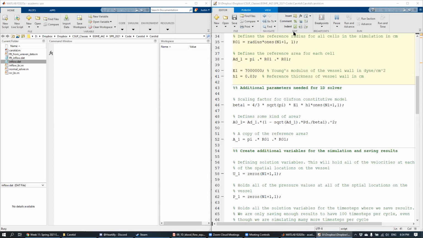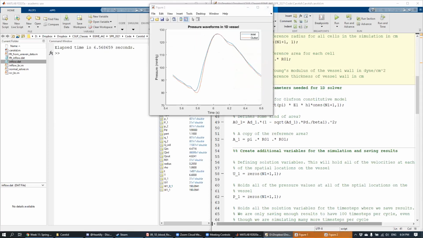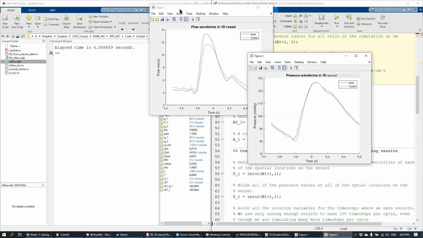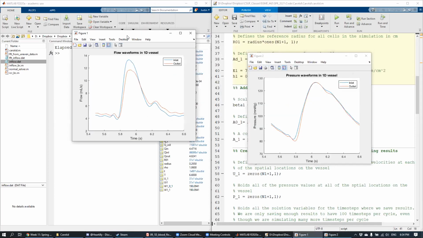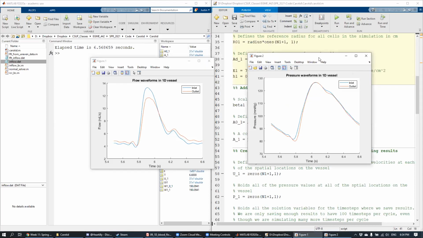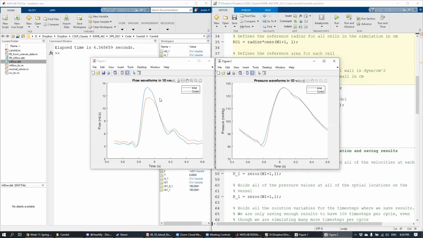And so you can see, after we click run, it does take a bit of time. And so it's not as fast as LPMs, but we're able to obtain our results in a matter of seconds. Okay. And so let's look at these 2 results and analyze what they look like. Right. And so you can see here, it should pop up 2 different figures. And so figure 1 should be flow waveforms, and figure 2 should be pressure waveforms.